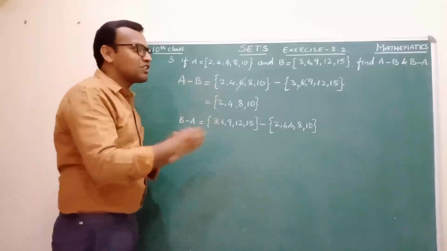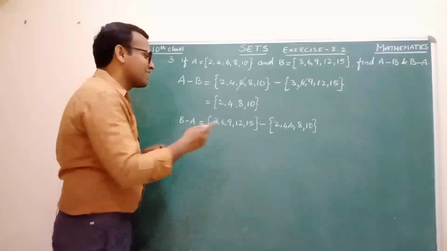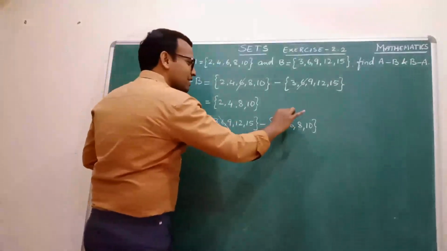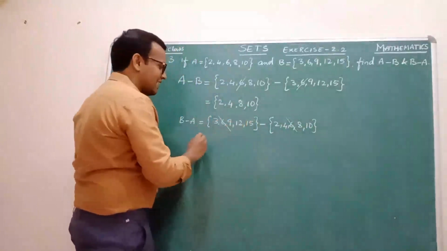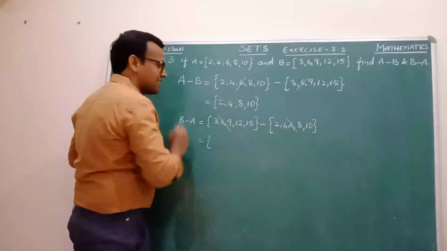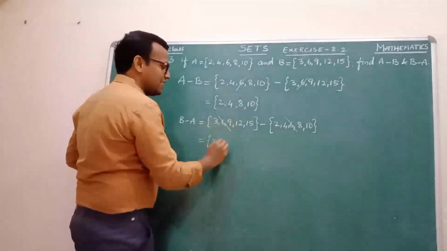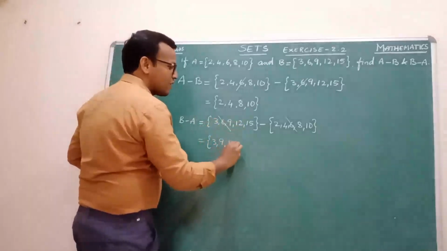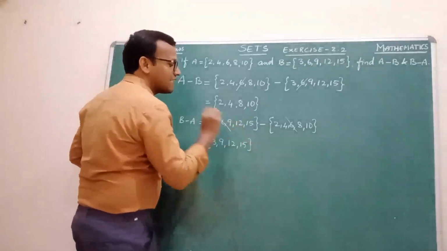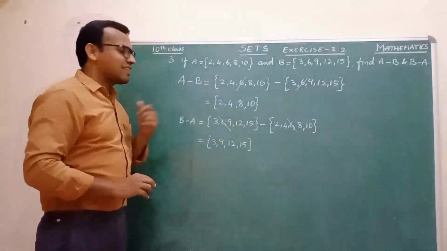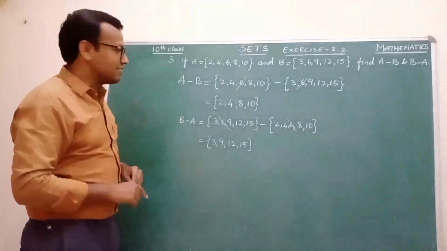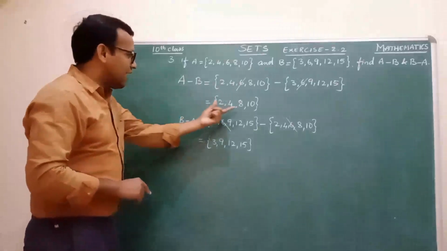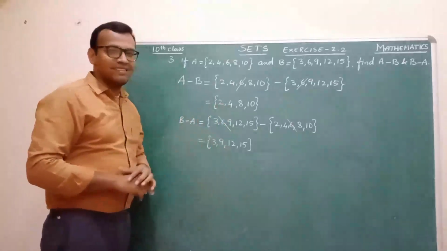So not the elements of A means we need to cancel the common elements. Now the common element will be 6. So only the elements which are there in the first set, that we have to write. Set of 3, 9, 12 and 15 are the elements which are there in B minus A. Now let us check both the answers. A minus B answer and B minus A answer.